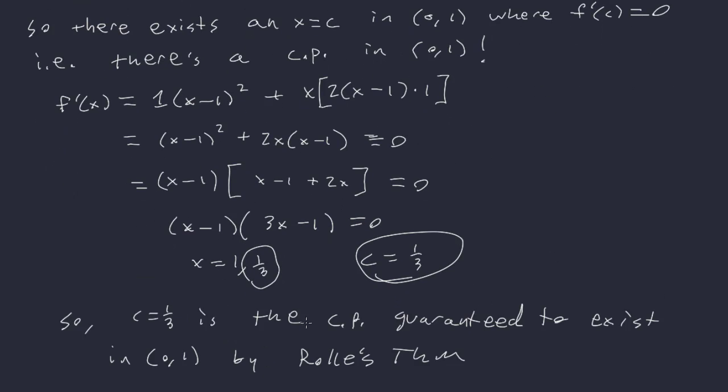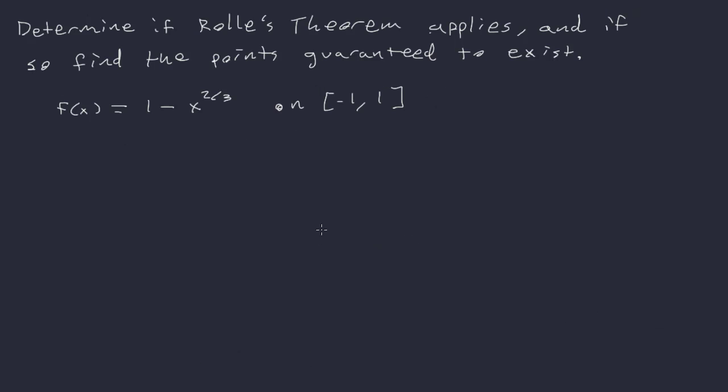All right, let's look at another example. Same question, but we're looking at the function 1 minus x to the 2/3 on the interval -1 to 1. Now, we need to be careful here because this function is continuous, but it may not be differentiable. f is continuous, because with fractional exponents you need to worry about an even denominator, but we have an odd denominator, so we can plug in negatives and positives and 0, and all that's fine.